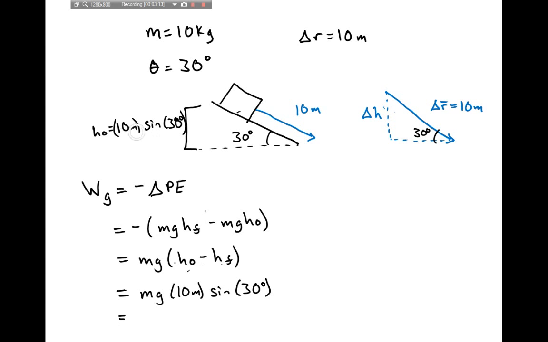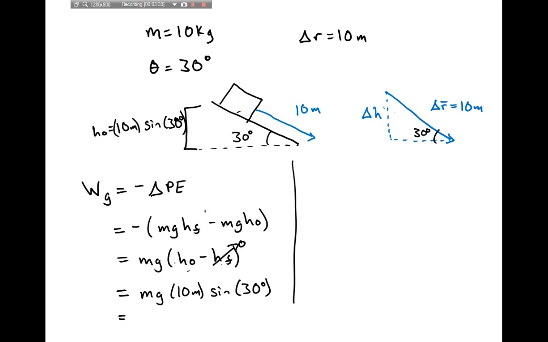The initial height is 10 meters times sine of 30 degrees. The final height down here is 0. If I plug all this into a calculator, let's see, I don't know what this is. I should have typed this into a calculator before starting these notes. But I want to verify that this formula is going to be the same thing as if I calculate the work going down the ramp.